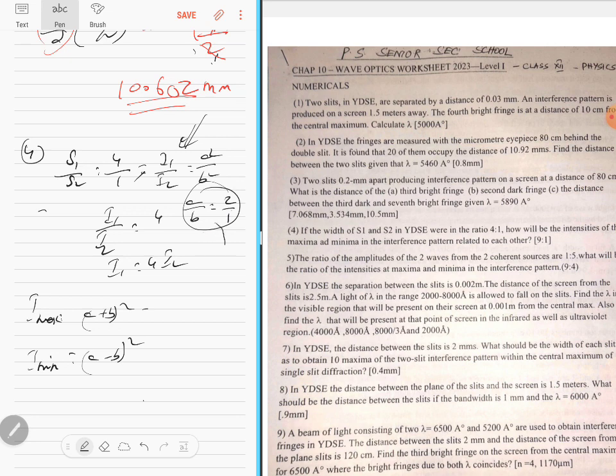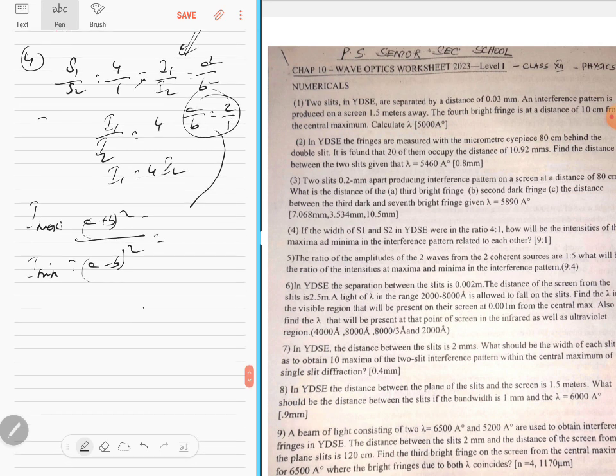They are asking you for the ratio of maximum and minimum intensity. So it's (A plus B) the whole square by (A minus B) the whole square. You know A by B's value, so take B square out: (A by B plus 1) the whole square by (A by B minus 1) the whole square. A by B itself is 2, so (2 plus 1) the whole square by (2 minus 1) the whole square. B square gets cancelled, so 3 by 1, so 9:1. That is your answer.